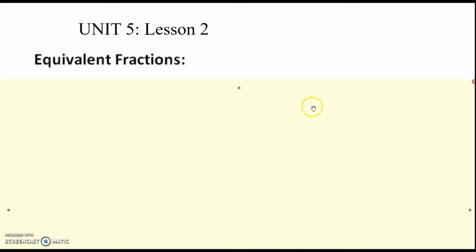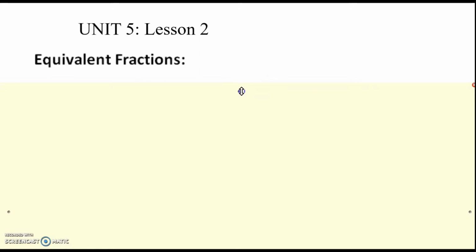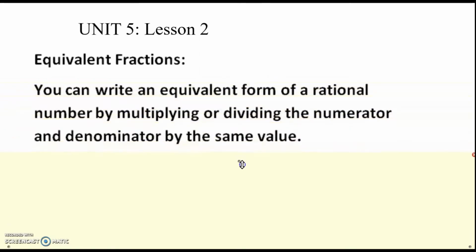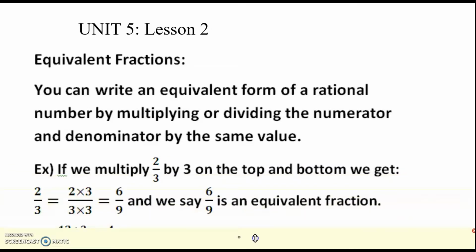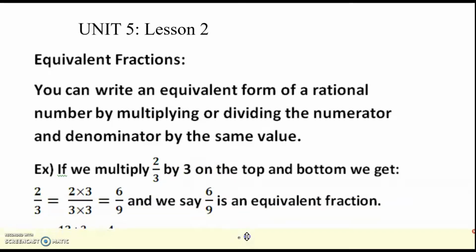We're going to start off with equivalent fractions just to help you remember, using maybe a grade 10 analogy. So you can write an equivalent form of a rational number by multiplying or dividing the numerator and denominator by the same value. Functions very similar to how you might multiply 2/3 by 3 on the top and the bottom to get an equivalent fraction. So let's take a look.